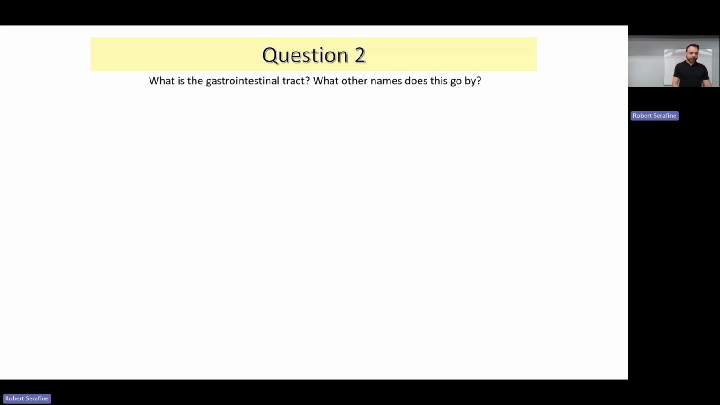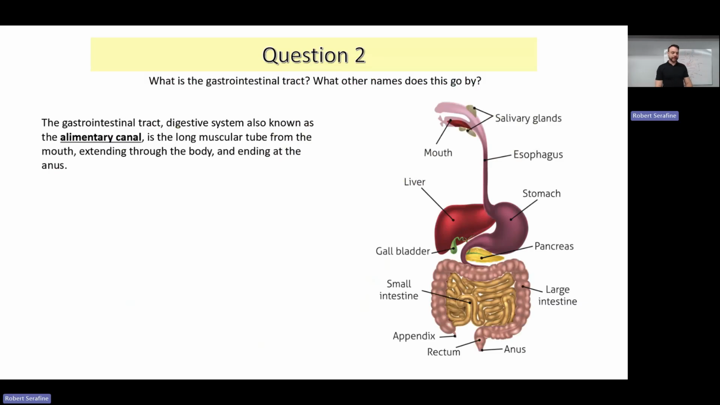So, the gastrointestinal tract, which is our digestive system, that is the technical name, can go by another term. That term is called the alimentary canal. So as I like to say, the digestive system, it's alimentary, my dear Watson.